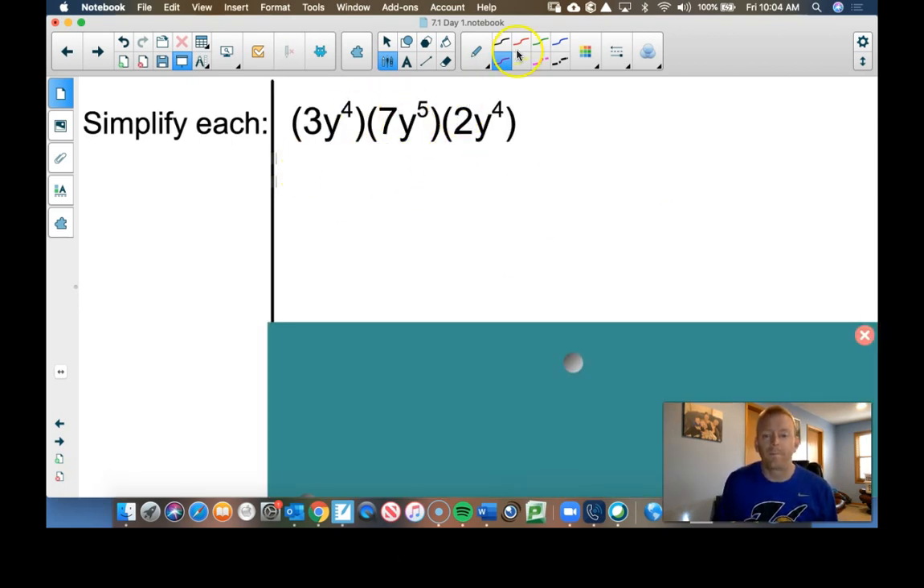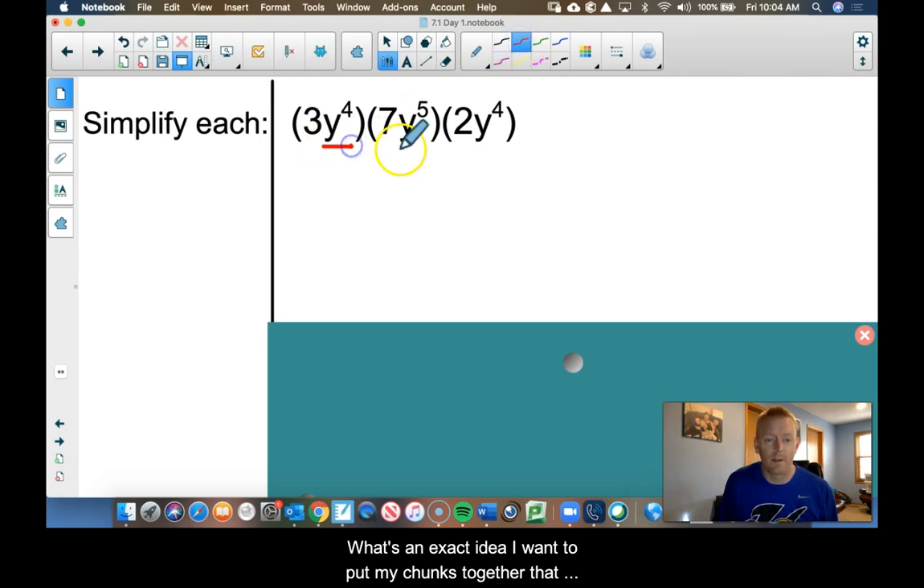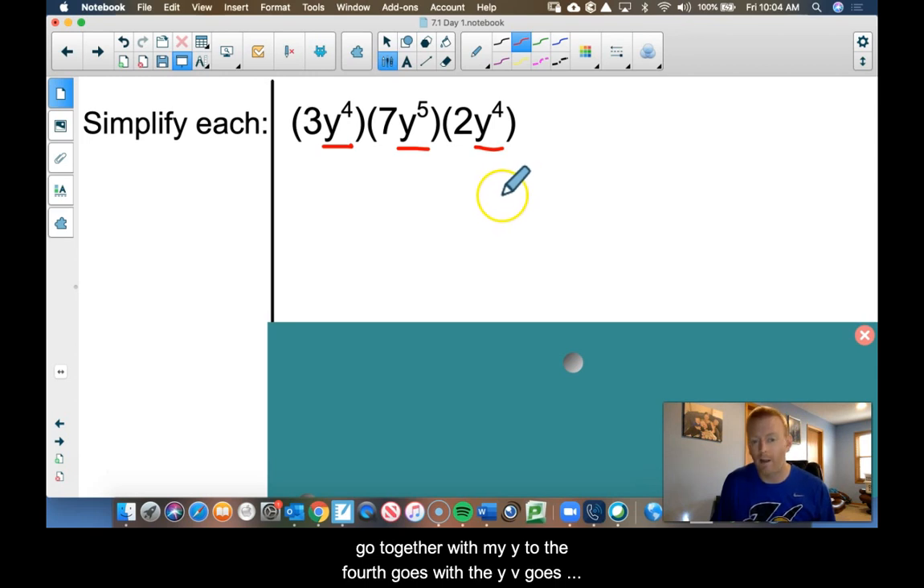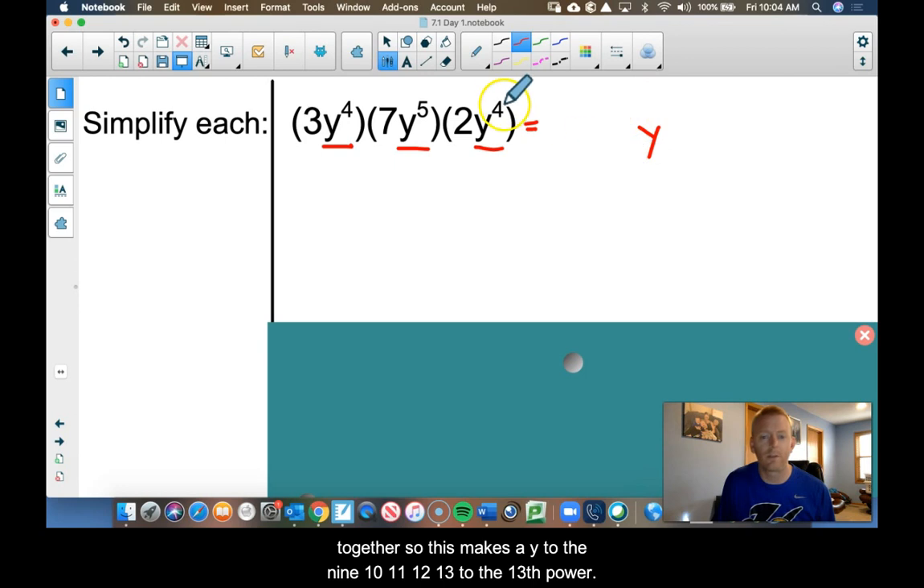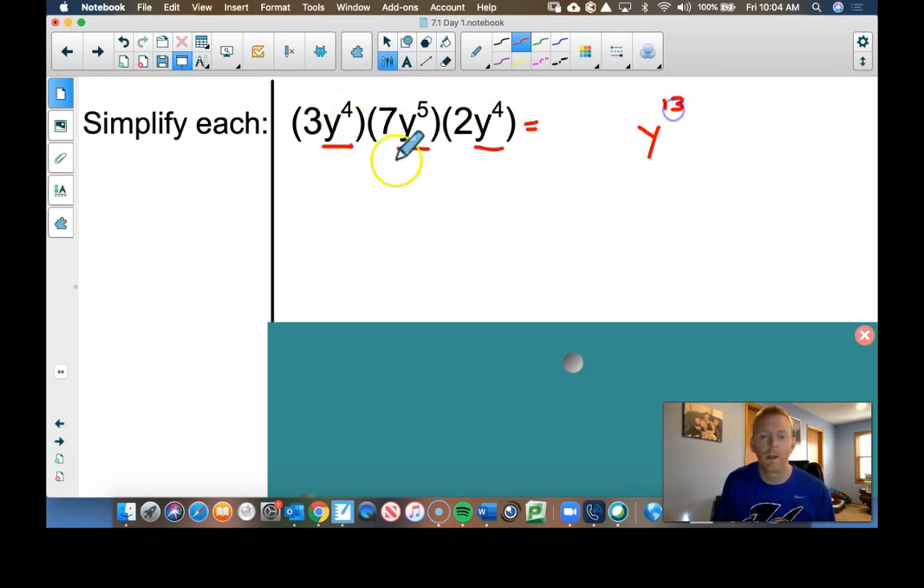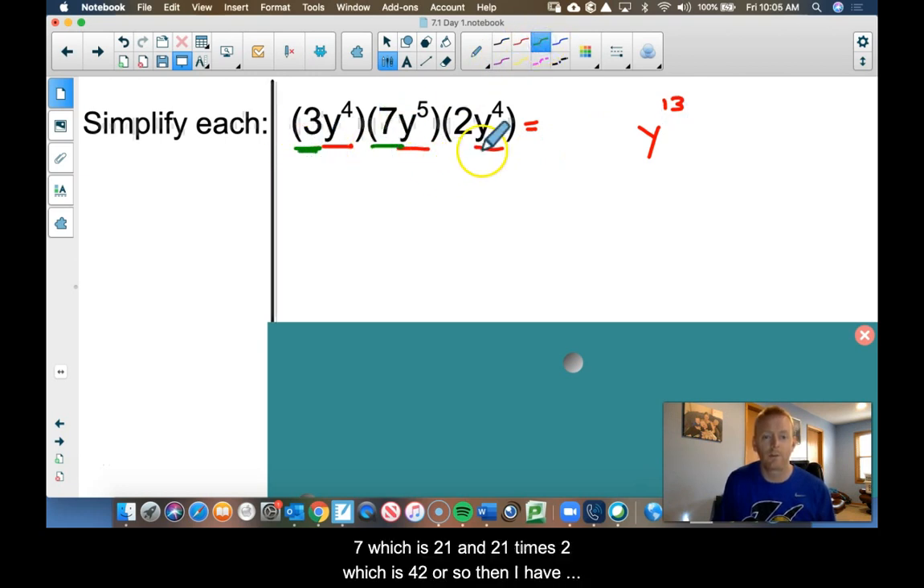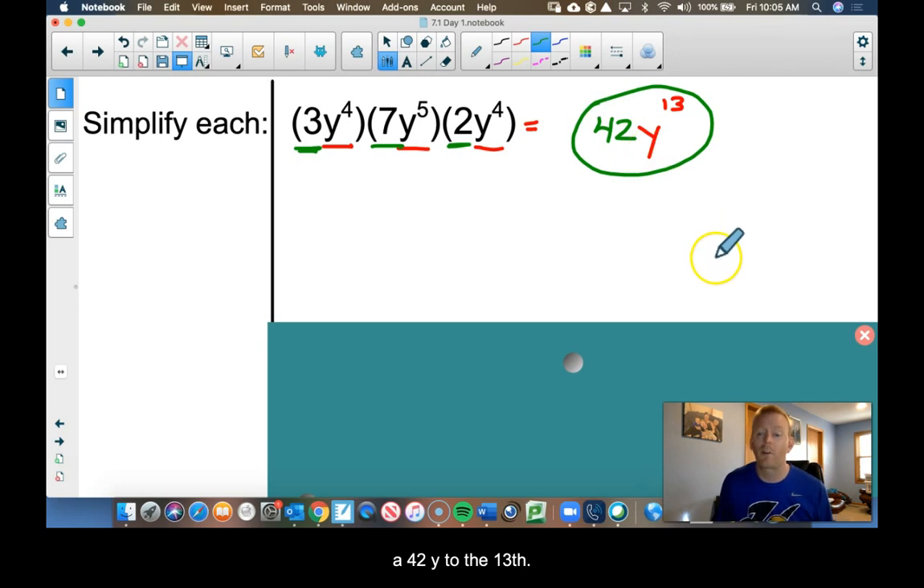Here is another one. Same exact idea. I'm going to put my chunks together that go together. My y to the 4th goes with the y to the 5th, goes with the y to the 4th again. So I'm just adding 4, 5, and 4 together. So this makes a y to the 13th power. And then I'm going to multiply together my 3 times 7, which is 21, and 21 times 2, which is 42. So then I have a 42y to the 13th.